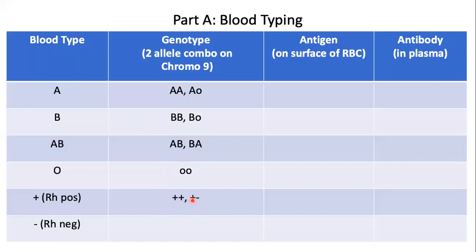It's just like cards, right? And we're going to display the Rh factor. What two alleles do we have to be Rh negative? We have to have two negative alleles, right? We have to have two of those recessive alleles. Good.